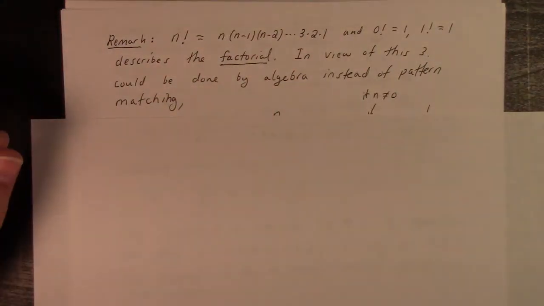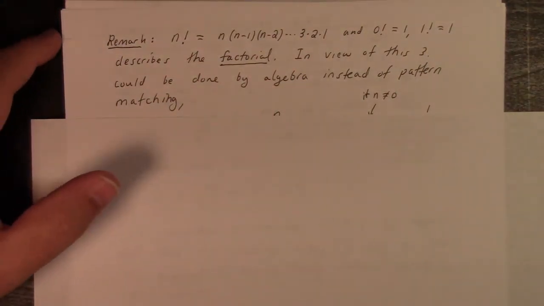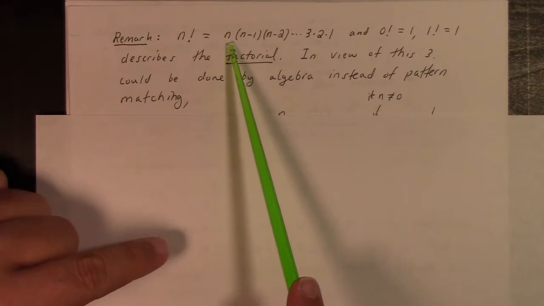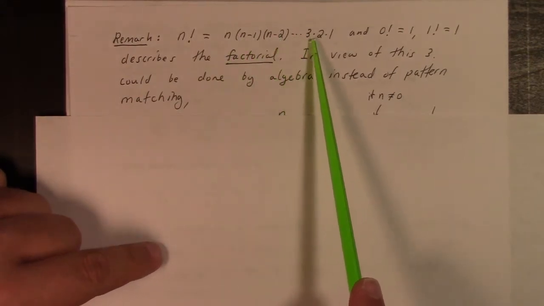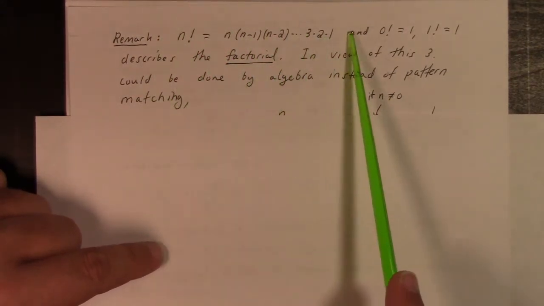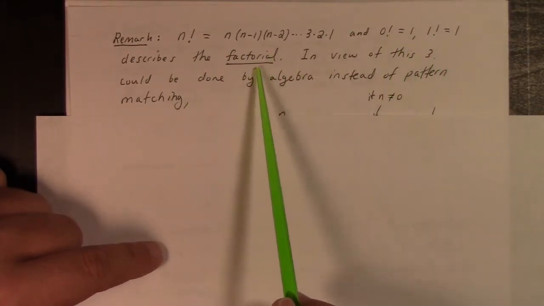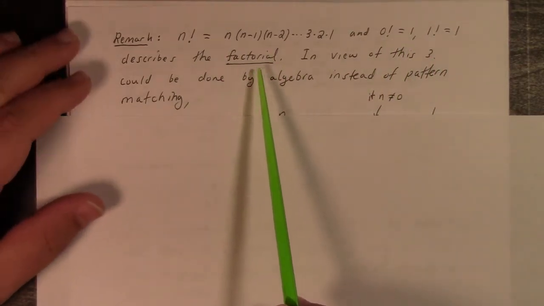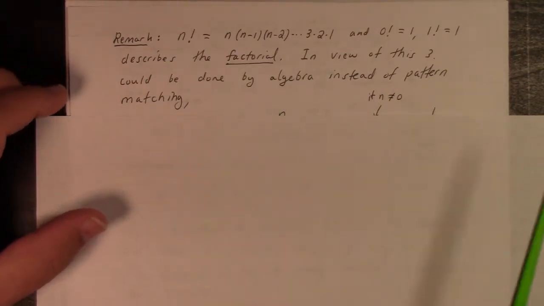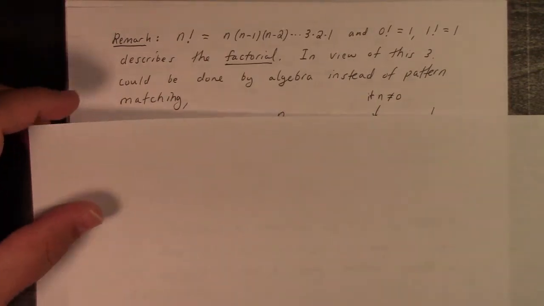So n factorial, just a little bit more about n factorial here. N factorial, which is n times n minus 1 times n minus 2 times ... times 3 times 2 times 1. This is, in some sense, a formula for it, right? I defined it recursively on the last page. This describes the factorial. In view of example 3, I could do it with algebra instead of pattern matching.